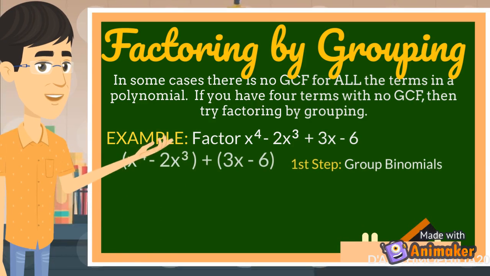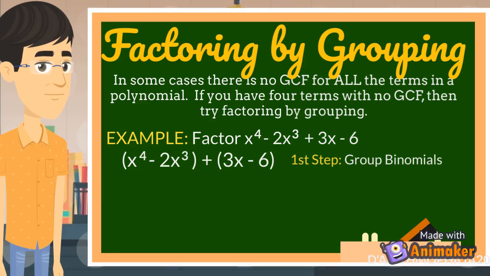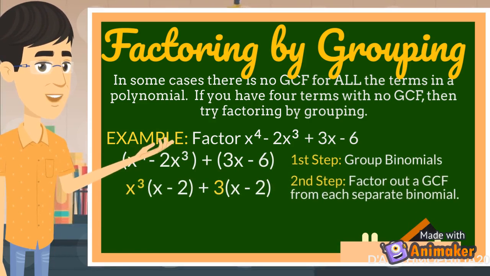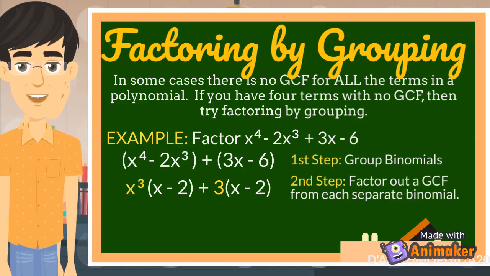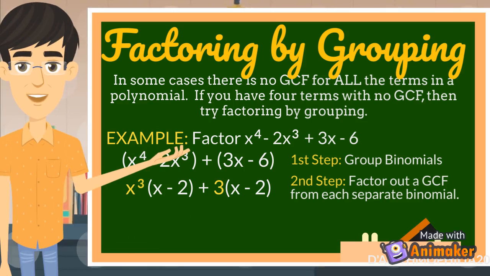First step is to group the given polynomial into binomials. Second step, let us factor out a GCF from each separate binomial. For the first group, x cubed is the GCF, which will leave x minus 2 inside the parenthesis. Now, on the second group, we bring out 3 as the GCF, leaving x minus 2 inside the parenthesis.